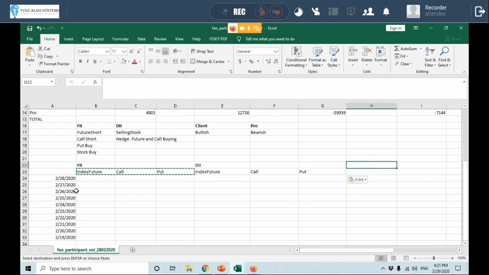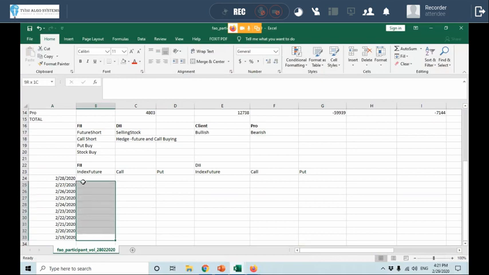Proprietary desk and then client. Now, if every day you track this and every day you fill this data like that, you will come to know what is the strategy of FII. Now we are trying to be a policeman and trying to see what FII is doing, what DII is doing.